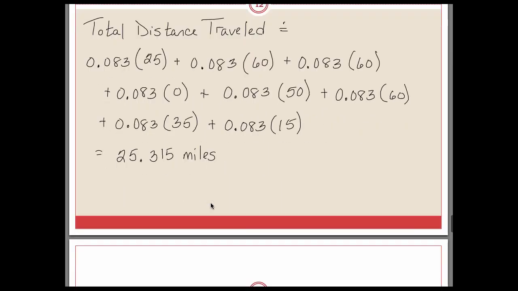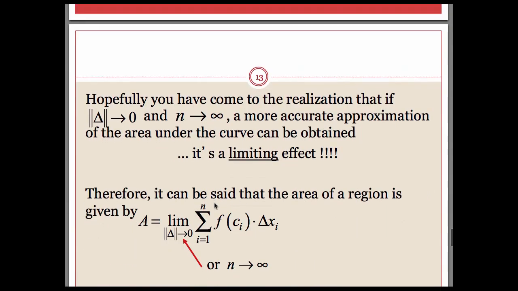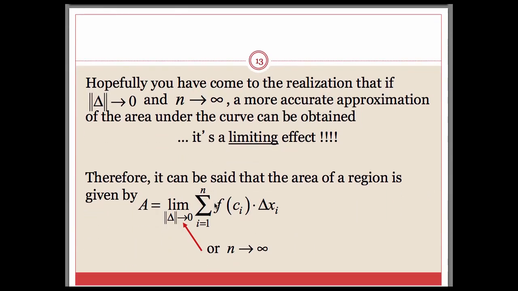All right, so hopefully by now you're coming to the realization that if the norm, that width of the widest rectangle, is approaching 0, and therefore we have n approaching infinity, meaning we can fit more and more rectangles under the curve, you can obtain a more accurate approximation of the area under the curve. Geez, it's a limiting effect. As the widest rectangle gets skinnier and skinnier and skinnier, basically n is approaching infinity, you're getting a better approximation for the area under the curve. It really is a limit.